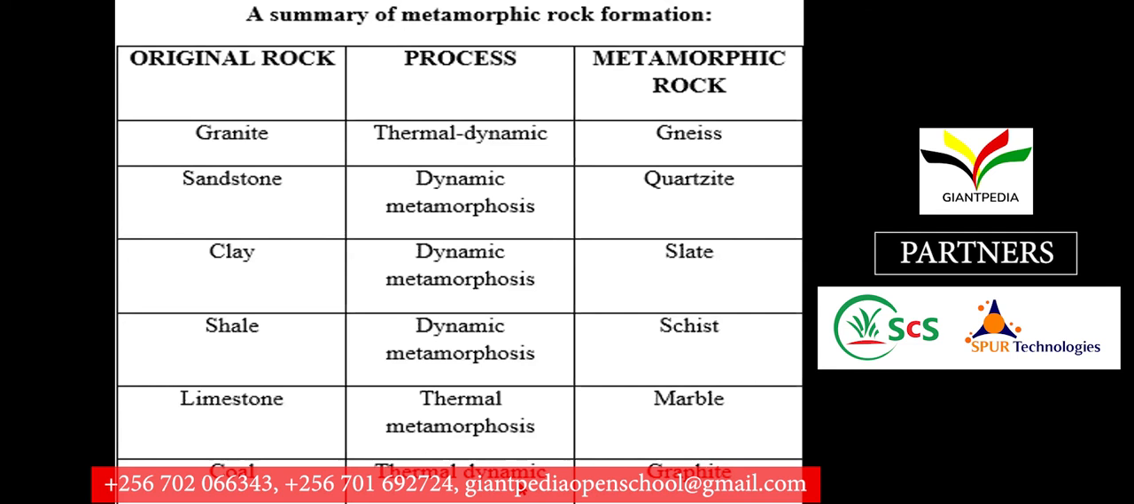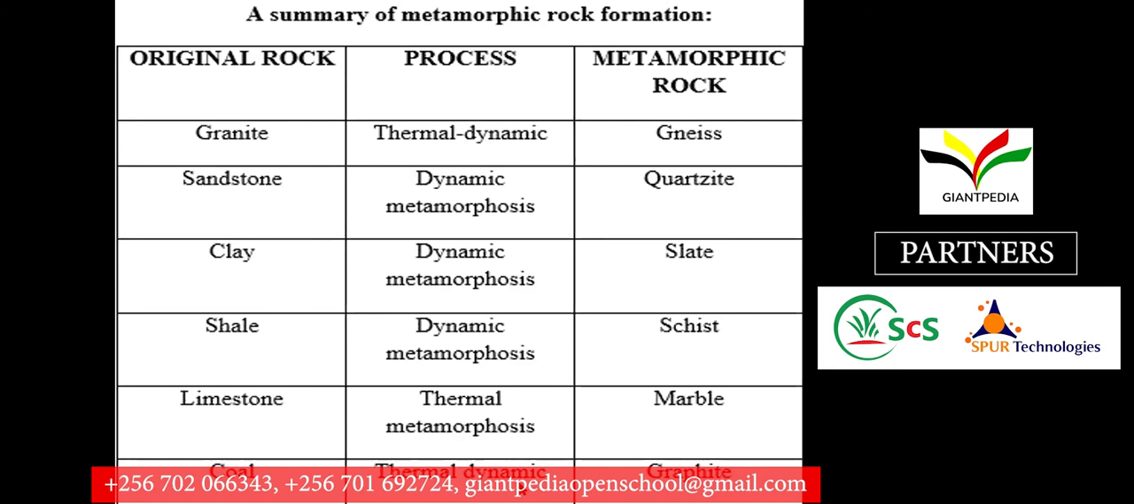So schist is what we may refer to as a medium grade metamorphic rock. Slate is a low grade metamorphic rock, because with schist the pressure was much higher than the pressure which could turn shale into what? Slate.